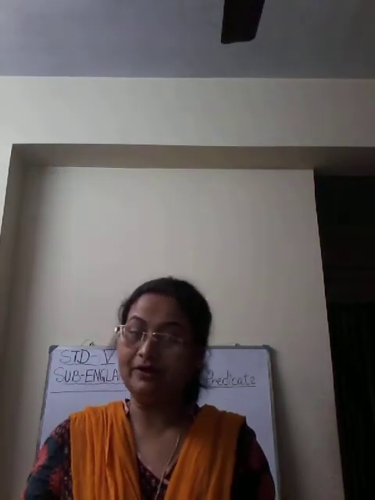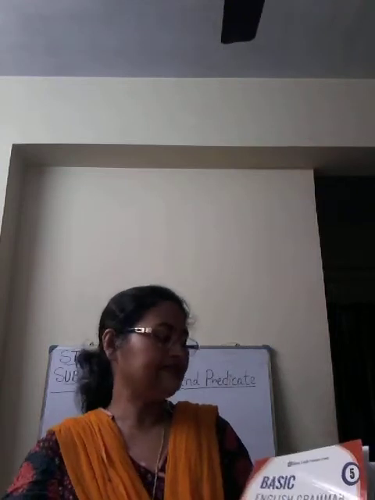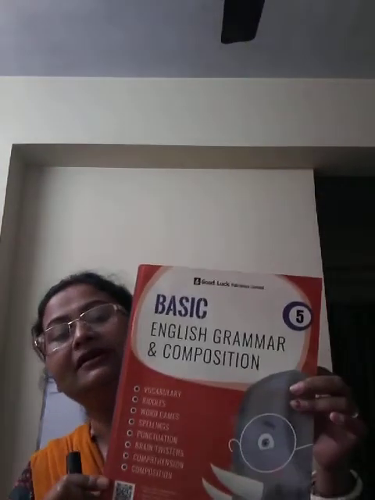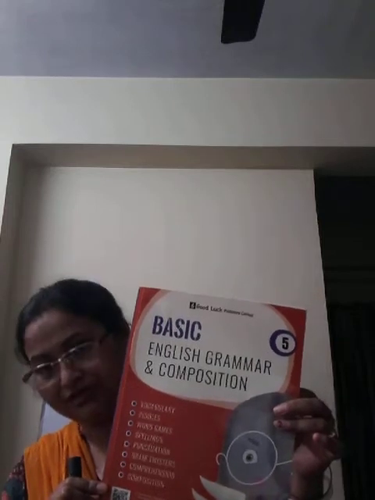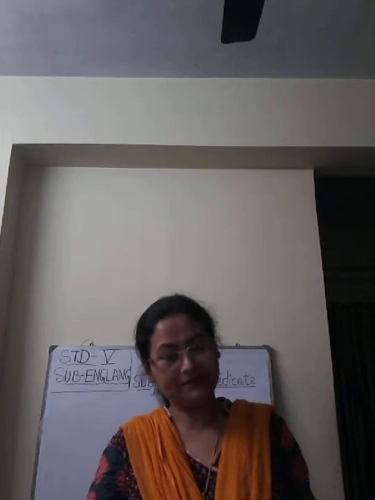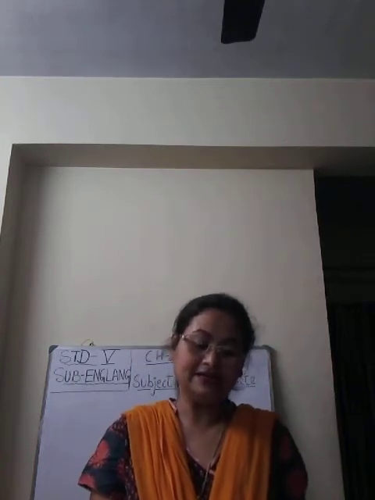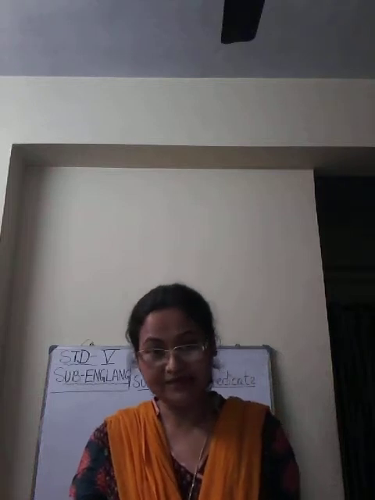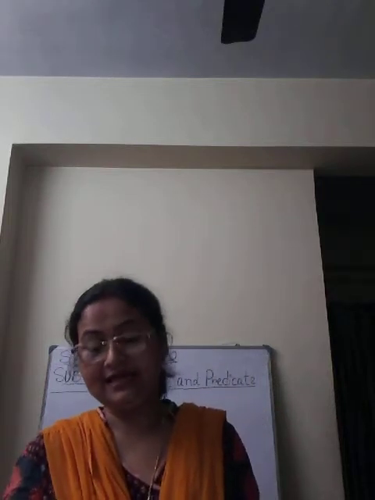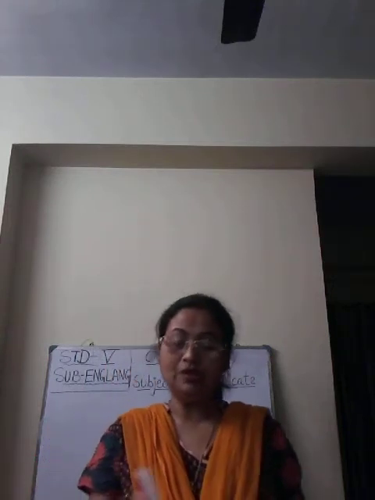So children, we have already completed the first chapter of your book, that is Basic English Grammar, isn't it? Grammar and Composition. So this is your book. We have completed the first chapter. We have done the exercise also. You have completed the exercises and the name of the chapter was Sentences. And today we'll start chapter 2, and the name of the chapter is Subject and Predicate.